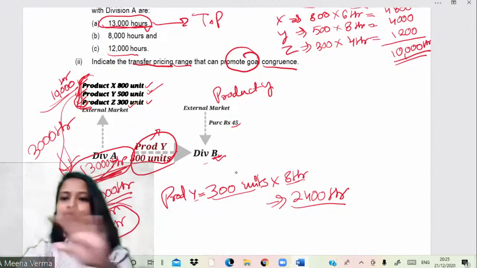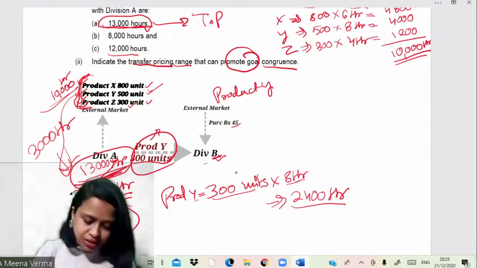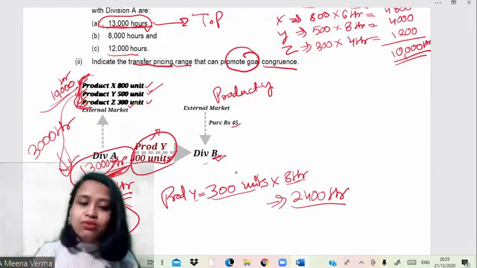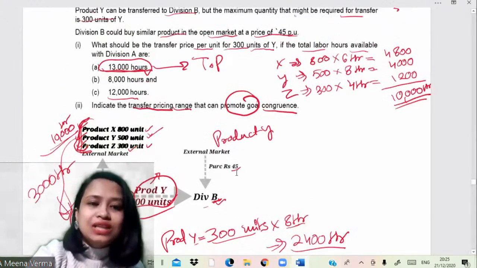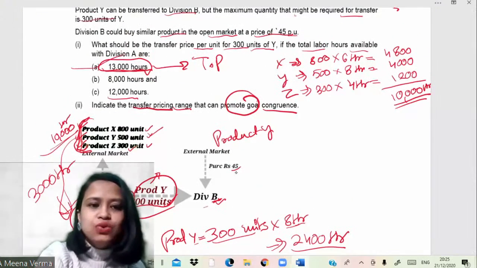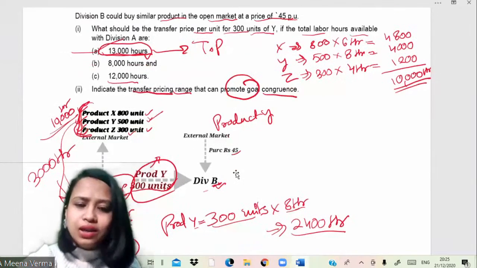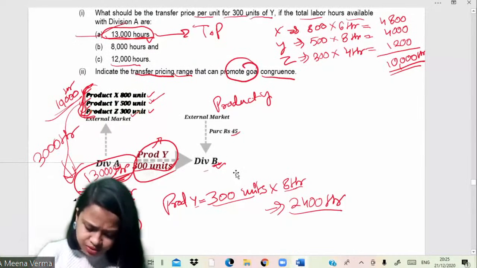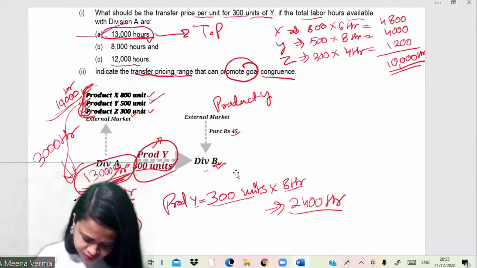So that is why you don't need to do ranking. When we have limited resources, then we do the ranking to find out which product we should produce. But right now you have 13,000 hours. If you have enough resources, you don't need to do ranking. You do the ranking if you have limited resources. So in this case, you don't need to do ranking.